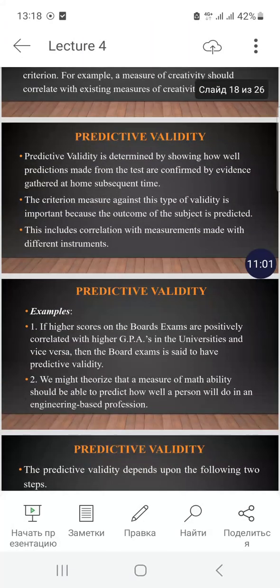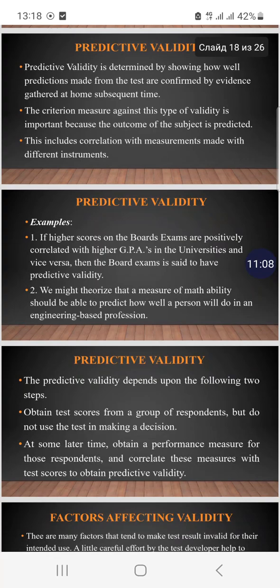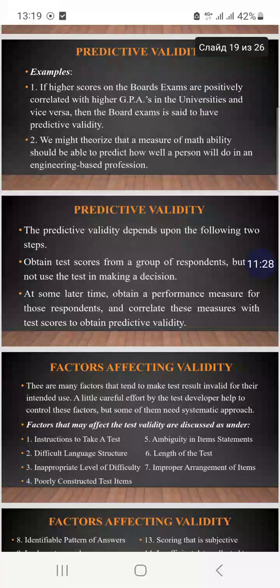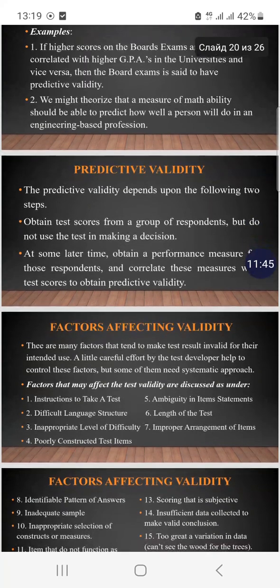Predictive validity. Predictive validity is determined by showing how well predictions made from the test are confirmed by evidence gathered at some subsequent time. The criterion measured against this type of validity is important because the outcome of the subject is predicted. This includes correlation with measurements made with different instruments. For example, if higher scores on the board exams positively correlate with higher GPA in the universities and vice versa, then the board exam is said to have predictive validity. It was all about predictive validity.